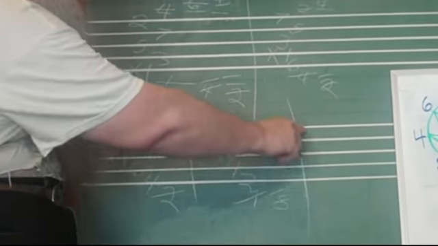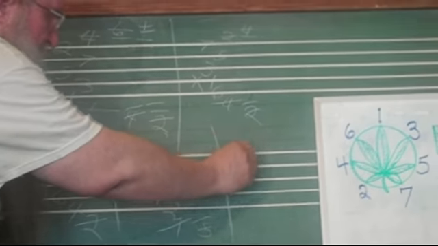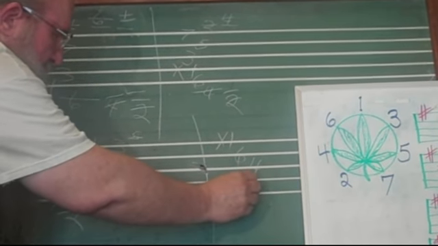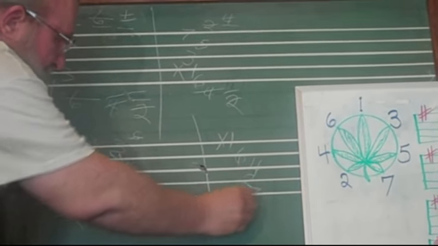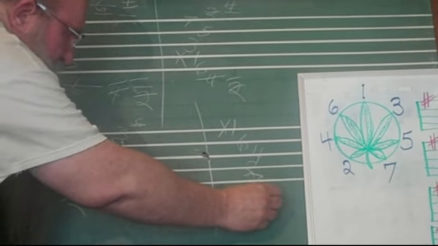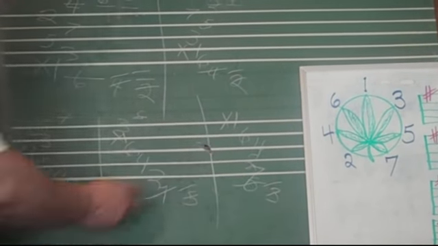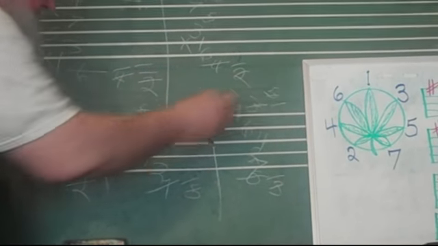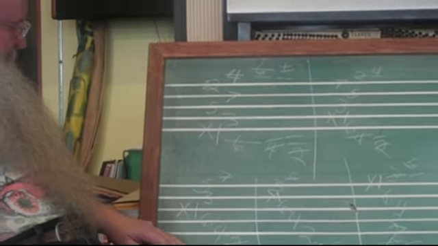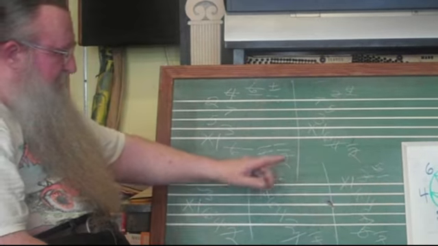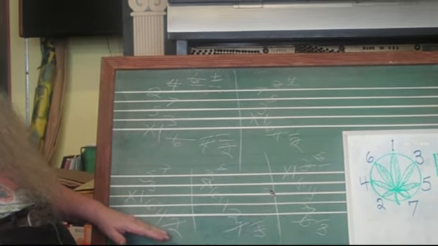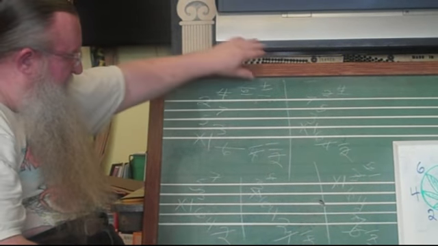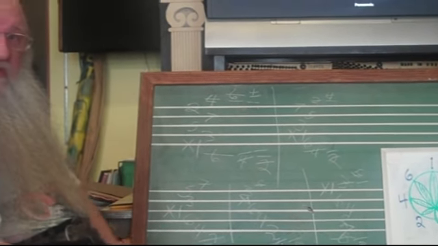Let's see what happens when we label the top one as the number 1. 1, 6, 4, 2, 7, 5, 3. And going up, 1, 3, 2 ledger lines, 5. So you can see if I place the number 1 on any one of the lines, I can use this wheel to label all of the lines, rotating the wheel forward, going up, rotating the wheel backwards, coming down.